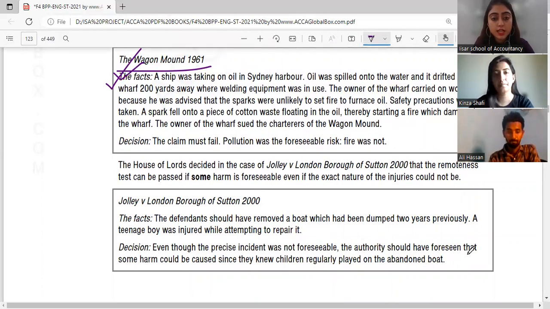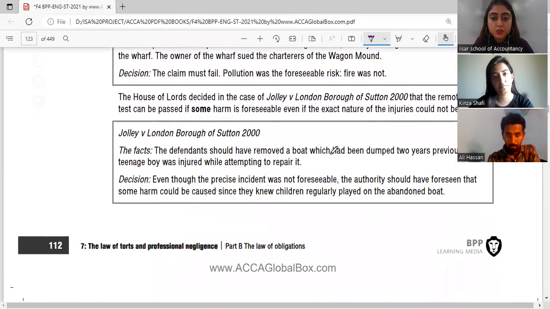Next, Chorley versus London Borough of Sutton. The facts: the defendants should have removed a boat which had been dumped 2 years previously. A teenage boy was injured while attempting to repair it.